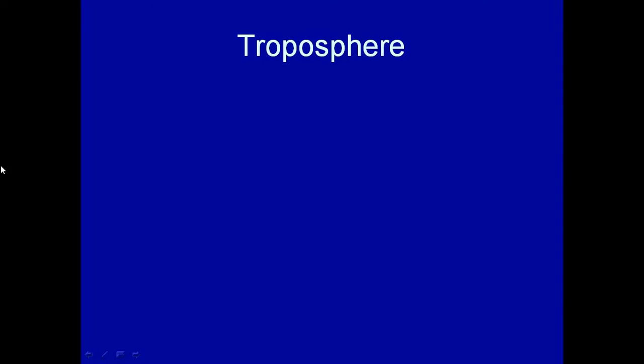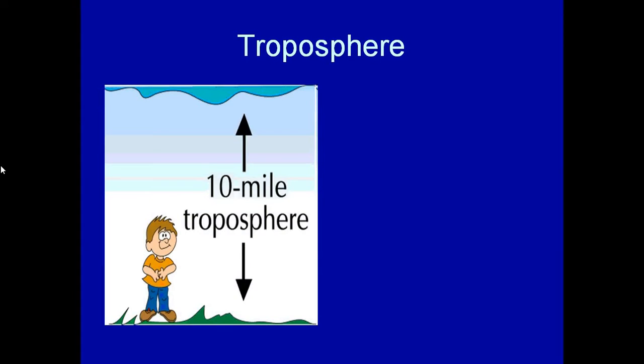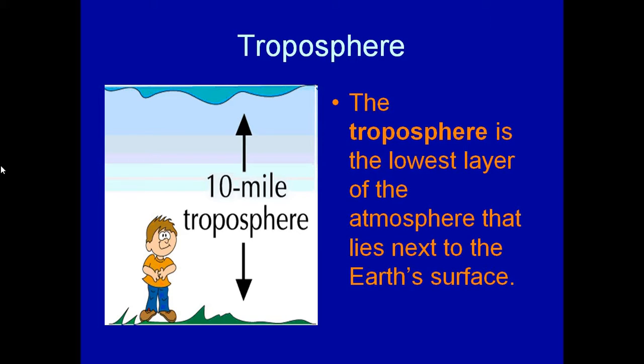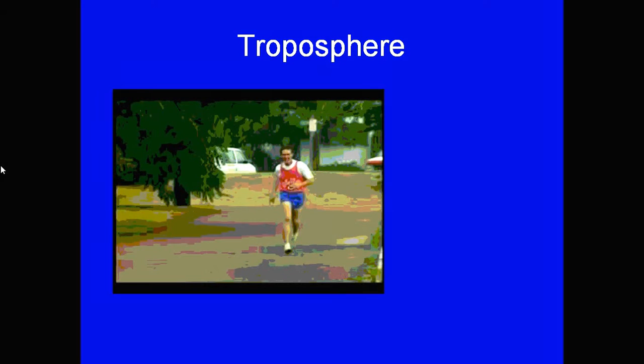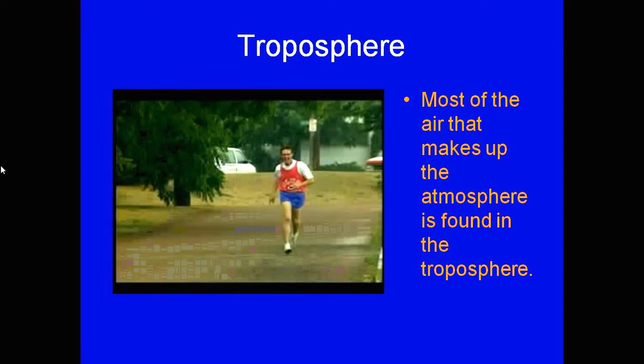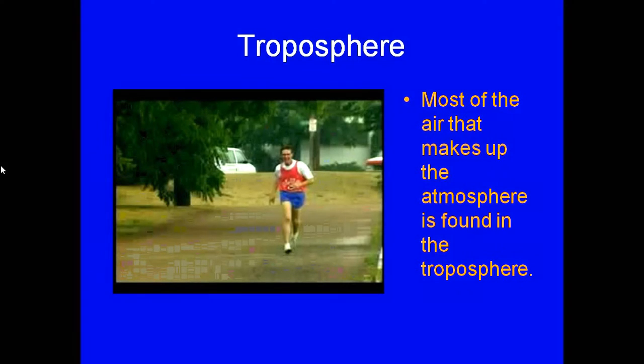temperature. The troposphere. First, the troposphere is about 10 miles wide. It represents the bottom layer. The troposphere is the lowest layer of the atmosphere that lies next to the Earth's surface. Most of the air that makes up the atmosphere is found in the troposphere.